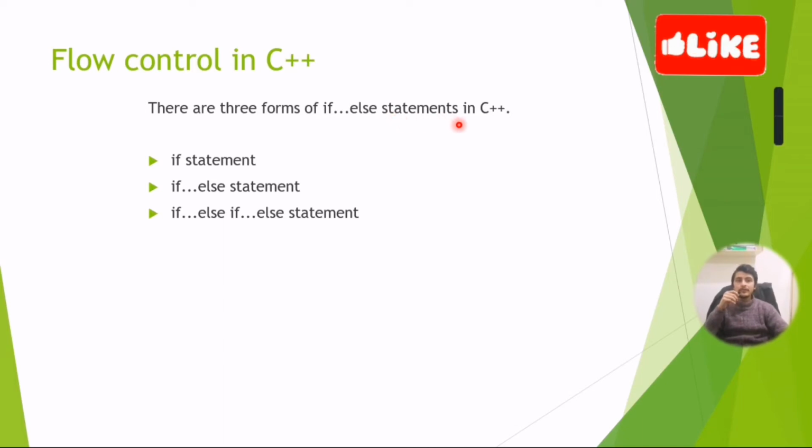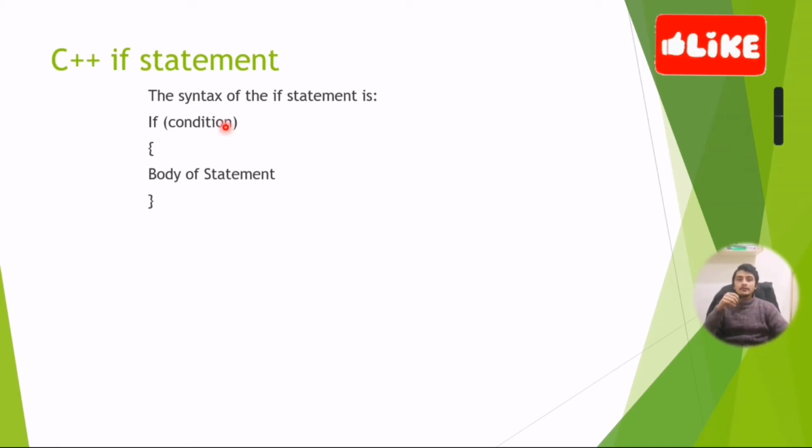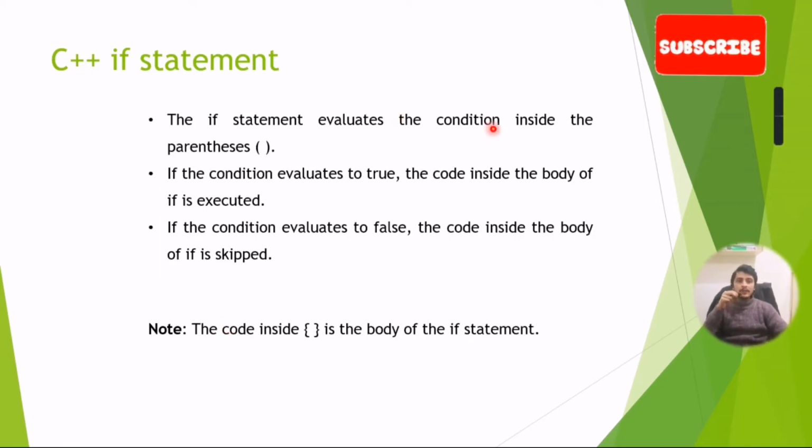There are three forms of if-else statements in C++: the if statement, the if-else statement, and the if-else if-else statement. Before understanding anything in C++, we need to understand the syntax or the block of code of that particular statement. The if statement includes if, then a condition, then the bracket starts, then the body of the statement, and then the bracket closes. The if statement evaluates the condition inside the parentheses. If the condition evaluates to true, the code inside the body of if is executed. If the condition evaluates to false, the code inside the body of if is skipped.